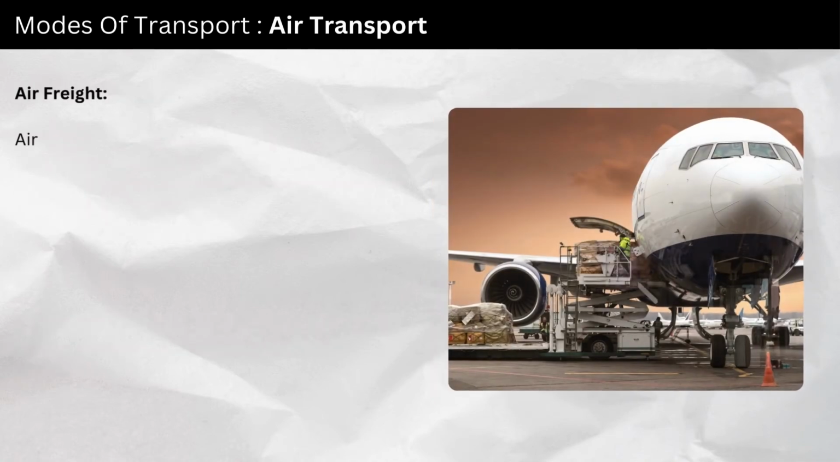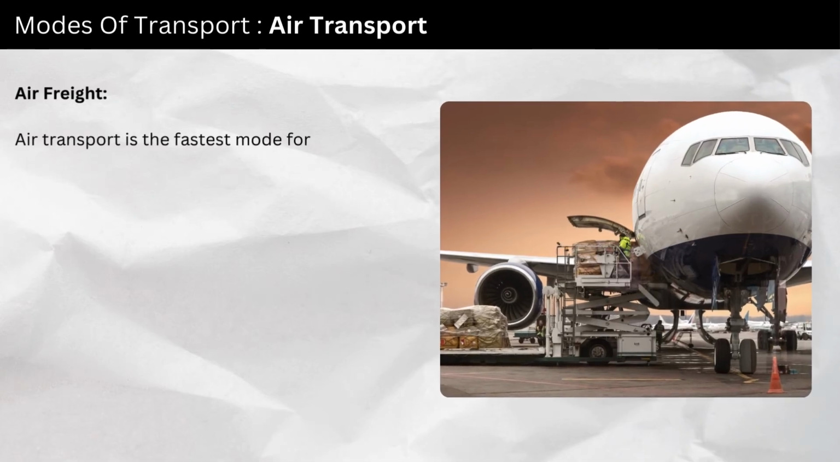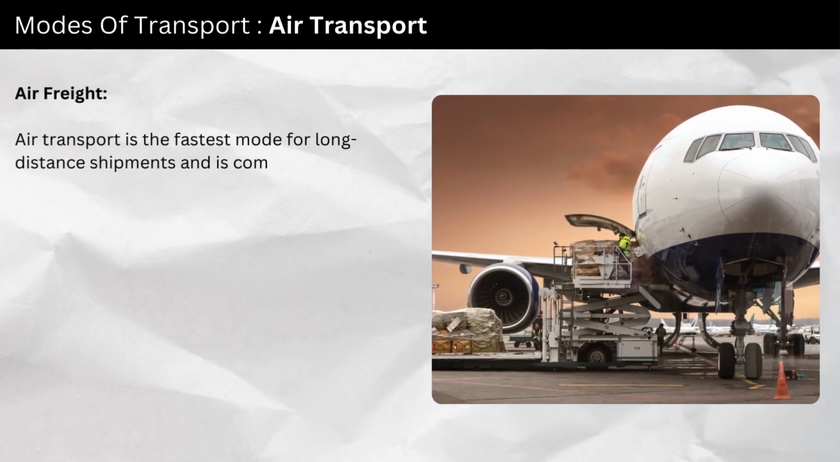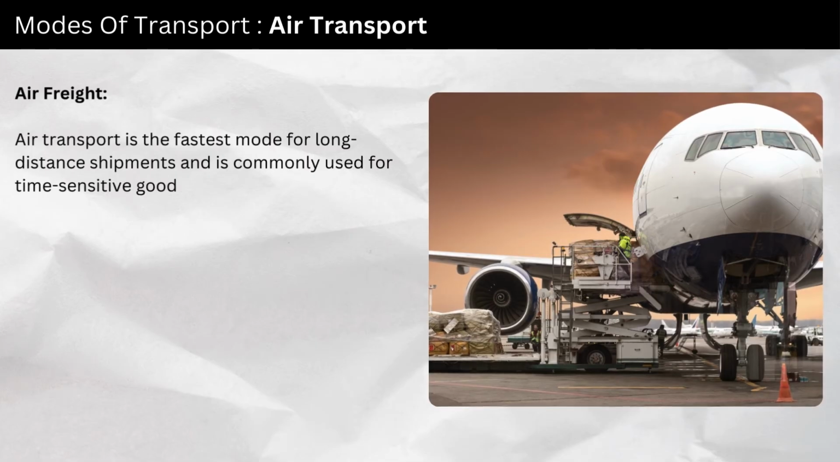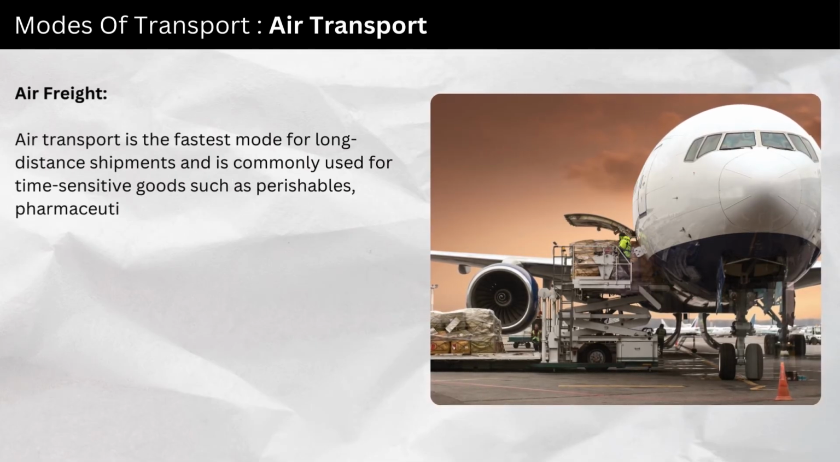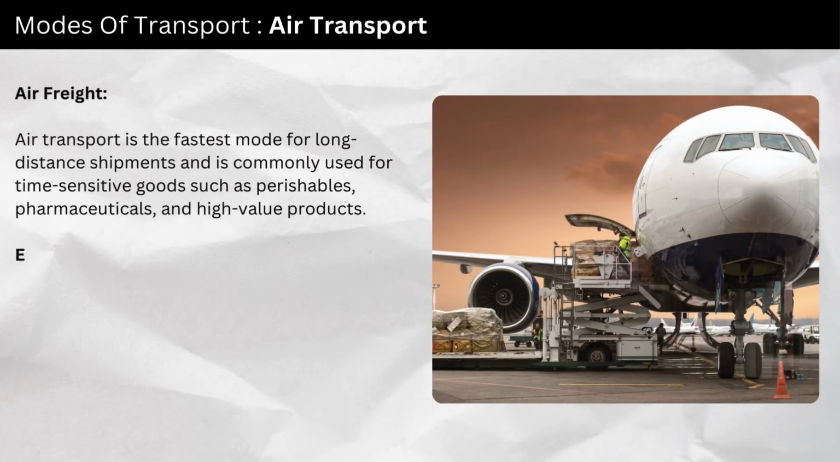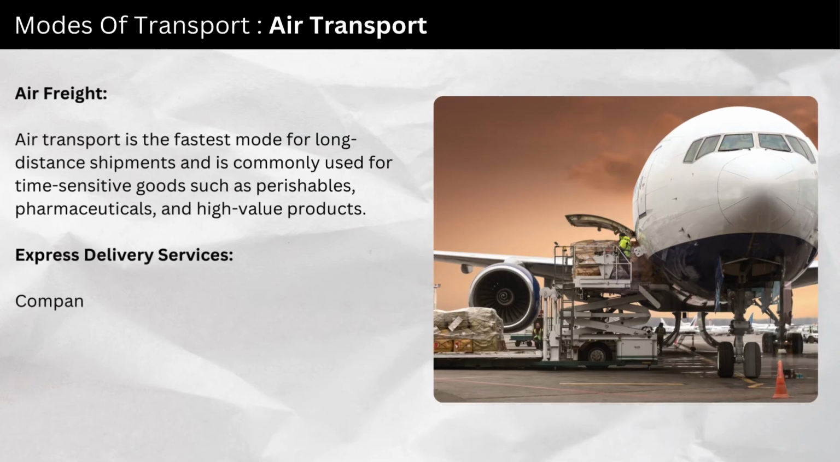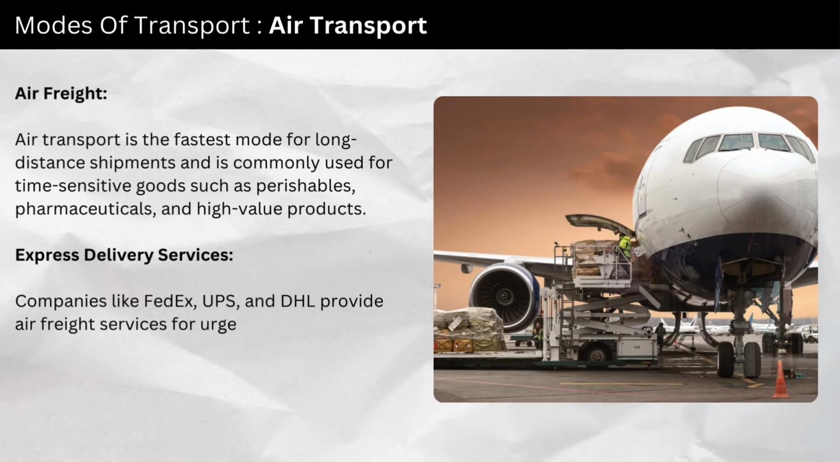Air transport. Air freight. Air transport is the fastest mode for long-distance shipments and is commonly used for time-sensitive goods such as perishables, pharmaceuticals, and high-value products. Express delivery services. Companies like FedEx, UPS, and DHL provide air freight services for urgent deliveries across the globe.